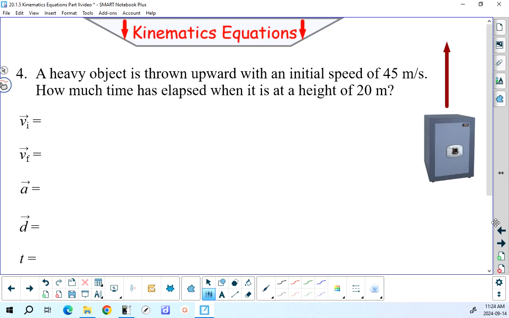Take a look at example 4. Example 4 is very similar to example 3, except there's an added wrinkle. So remember, with example 3, you ended up with a formula that you didn't know how to solve for t, so you found VF first, and then you have to remember that VF can be positive or negative. So let's go through this one now together.